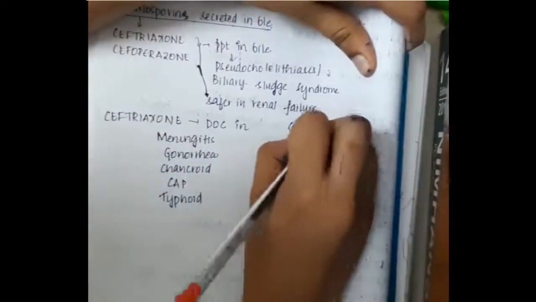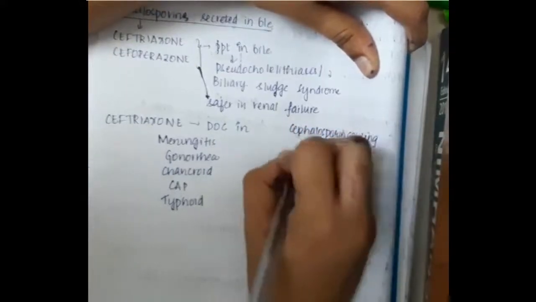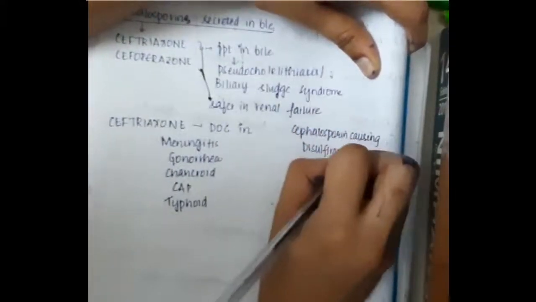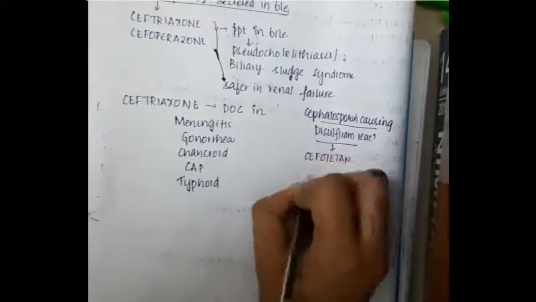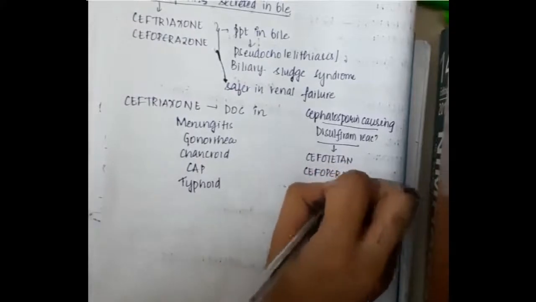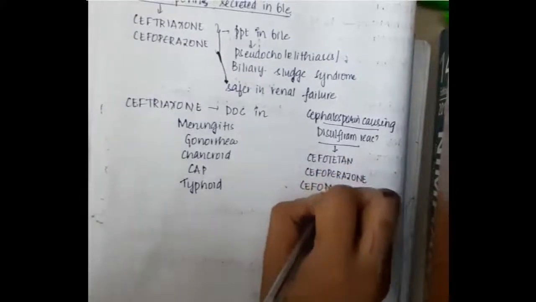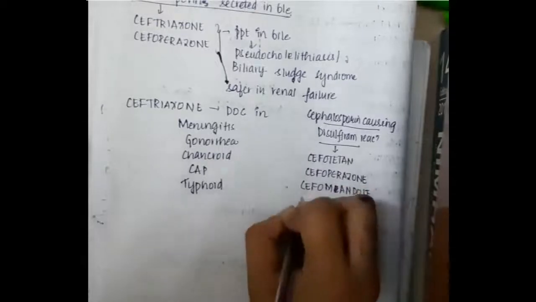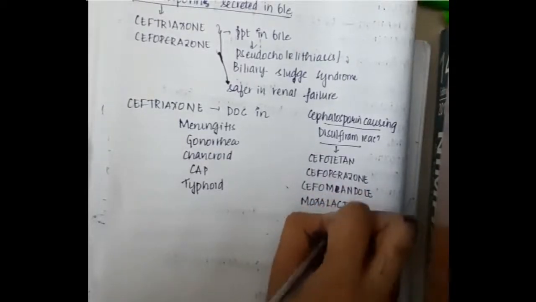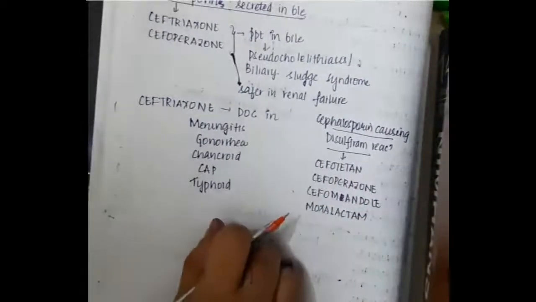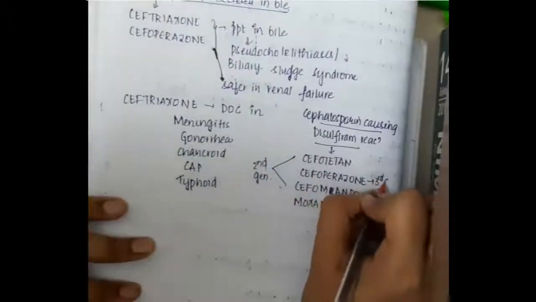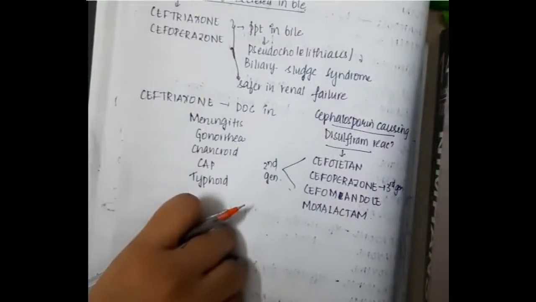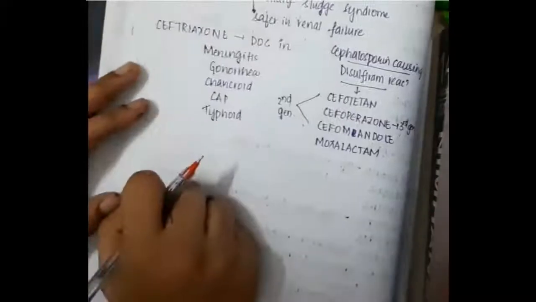Then the cephalosporins causing disulfiram reaction include cefotetan, cefoperazone, which is a third generation cephalosporin, cefamandole and also moxalactam. Cefotetan and cefamandole are second generation, cefoperazone is third generation.